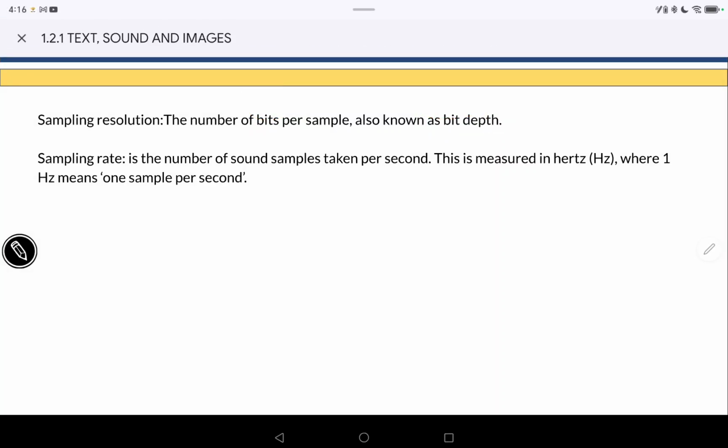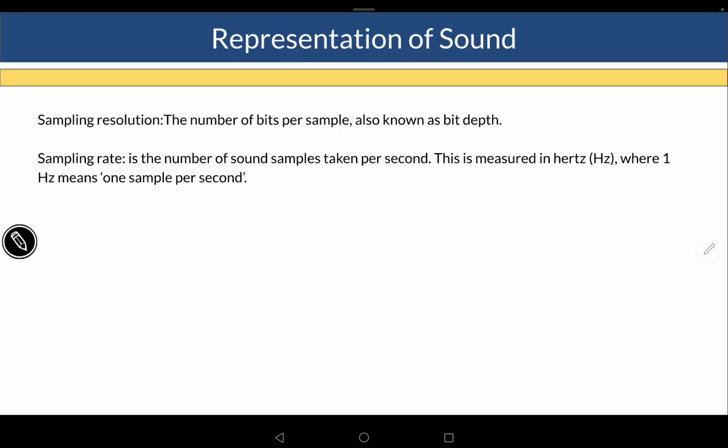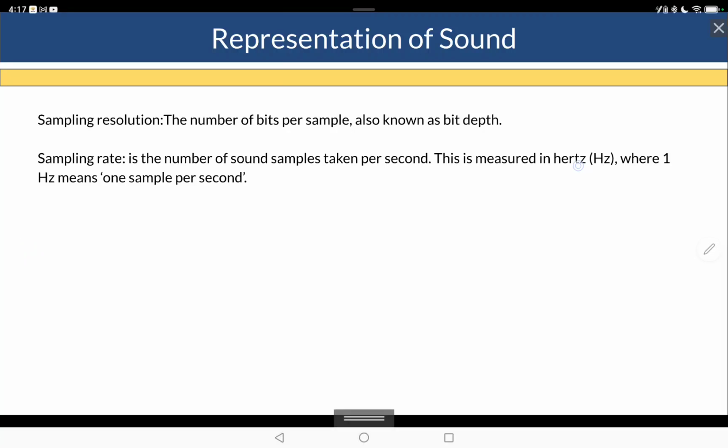Now, what is sampling rate? Sampling rate is how many times we sample the sound every second. And this is measured in hertz. 1 hertz means 1 sample per second.